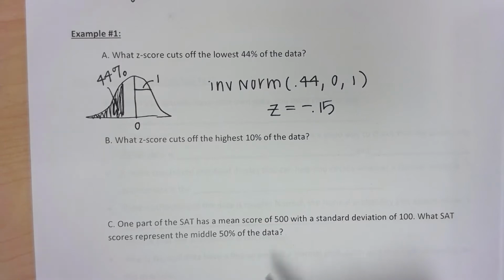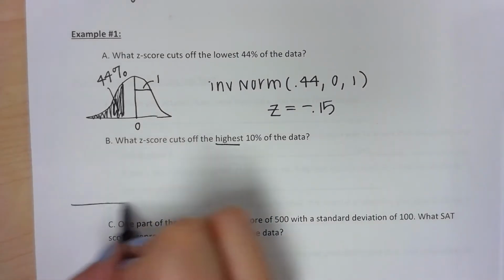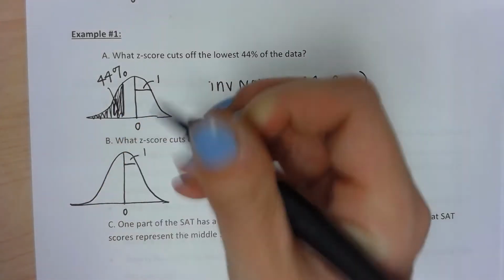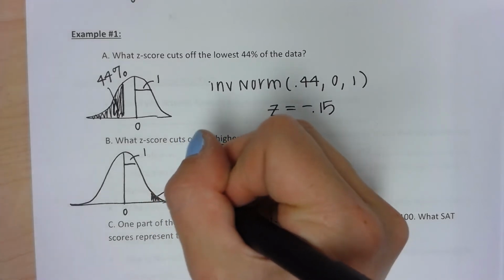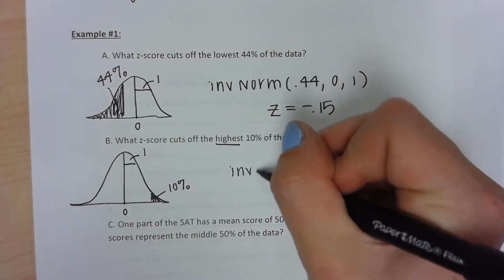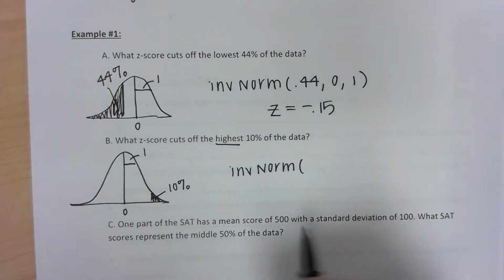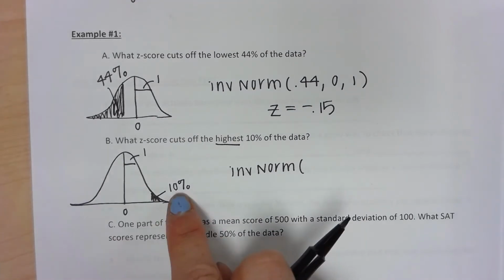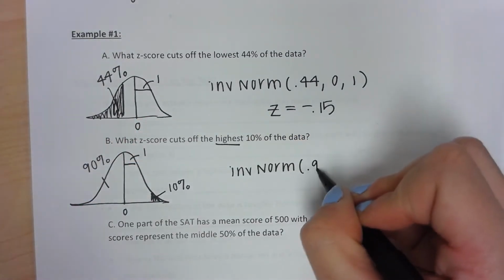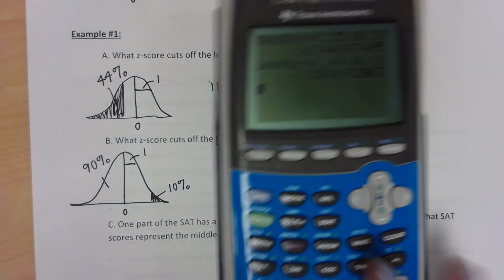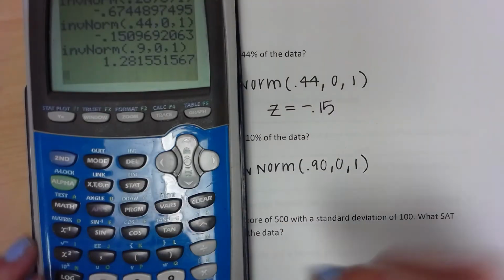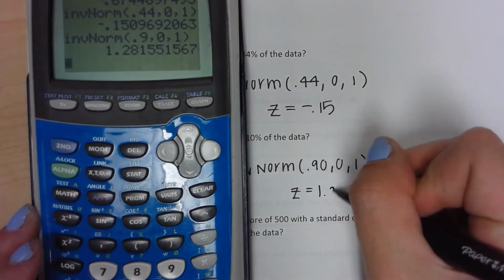Okay, now we're switching it up a little bit and looking for the highest 10% of our data. So I'll start with a picture. And I'm looking for just this little piece here of 10%. Now, when I go to use my inverse norm, we have to remember that my calculator can only calculate areas to the left. So left of the 10% would be 90%. So I need to type in 0.9 with the 0 and 1. And we get a z-score of 1.28.